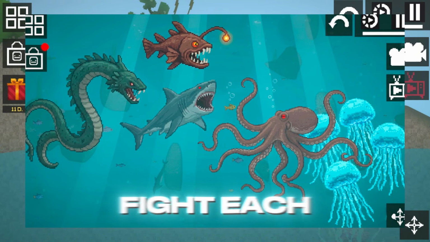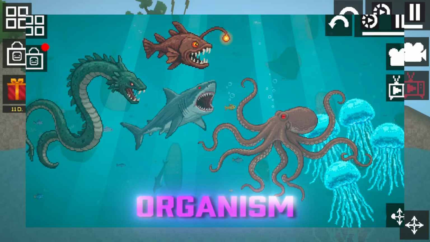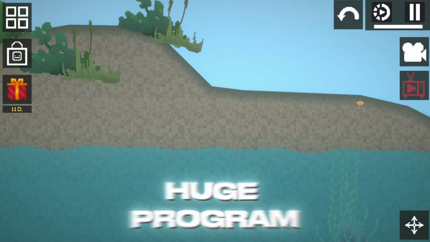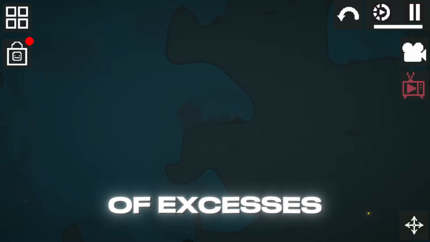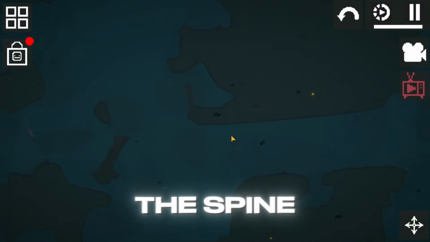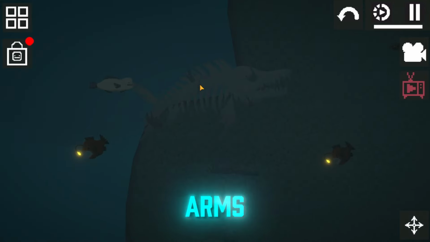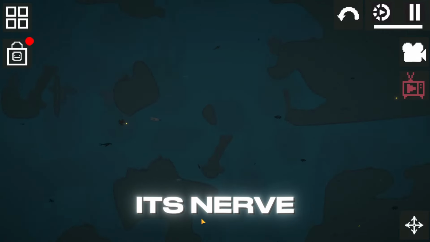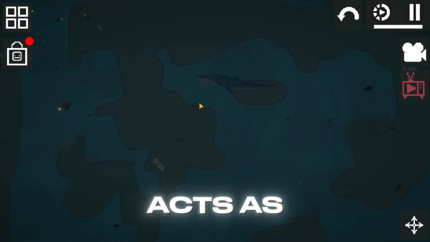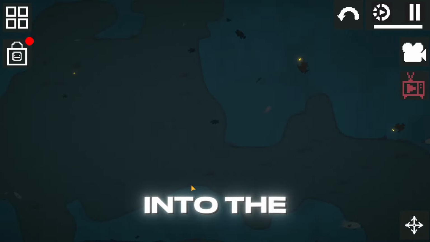The monsters do not fight each other because they are parts of a single organism, a single huge program designed to cleanse the game world of excesses. The sea serpent is the spine of this system, the shark is its fangs, the octopus is its arms, and the jellyfish are its nerve endings. The anglerfish acts as the mind that lures the curious into the trap.